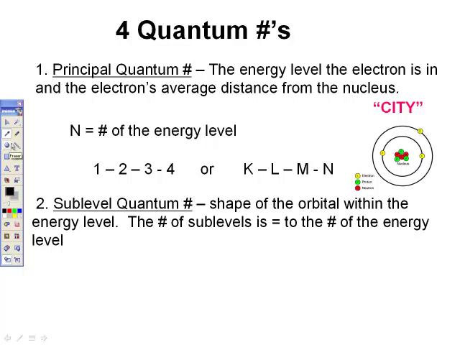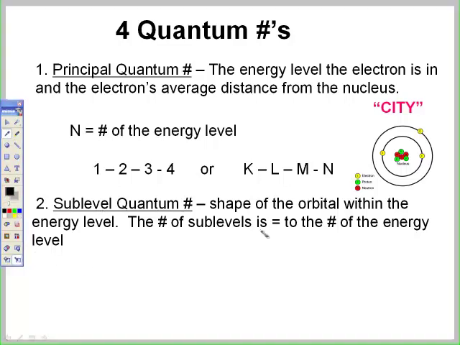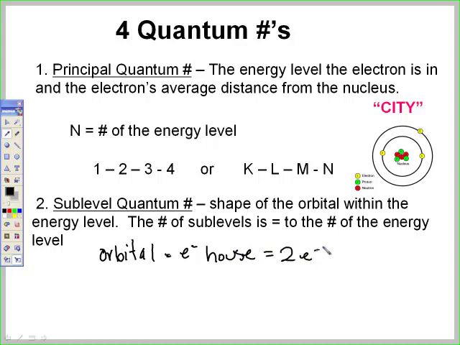We haven't defined this term orbital yet, but go ahead and write it down. It's the shape of the orbital within the energy level, and the number of sub-levels is equal to the number of the energy level. I think of an electron living in a house called an orbital. So an orbital equals an electron house. It can hold 2 electrons max.